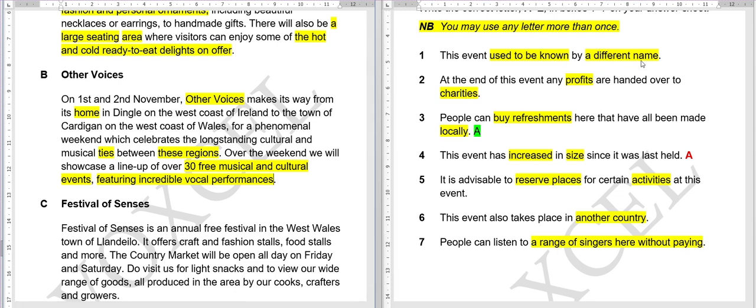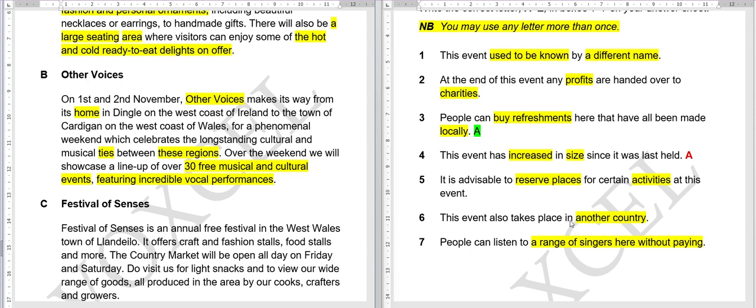Used to be known by a different name. Is there any mention of a name change? Nothing like that. Profits and charities. Again, there is no mention of that. Buy local refreshments. Is there any mention of this? No. Increased in size. Is there any mention? We have already done that, but is there any mention of that? Again, no. Reserve a place for certain activities. Is there any mention of booking your place? Nothing like that.